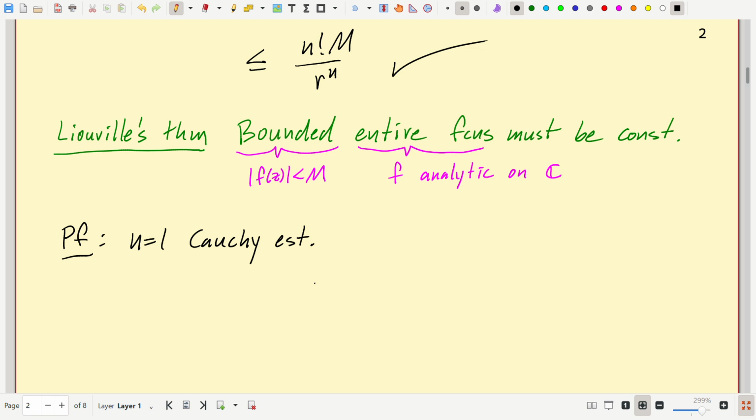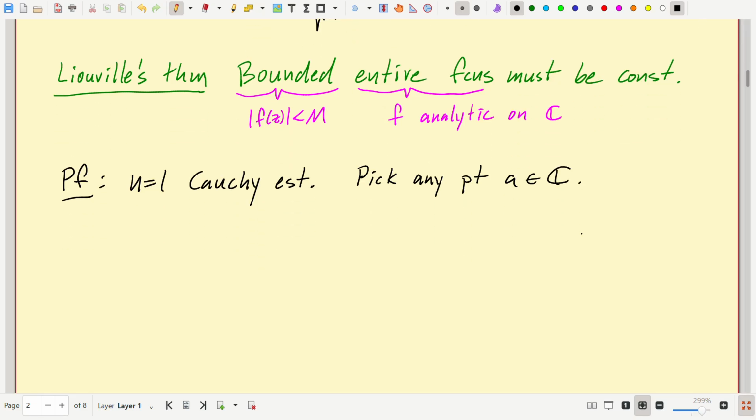And so let's set up the proof. We start by picking any point a in the complex plane. And when you apply the Cauchy estimate, you realize I can take that bound M to be the bound on the whole complex plane. So we assume |f(z)| is less than M, it doesn't really matter whether less than or equal, on C.